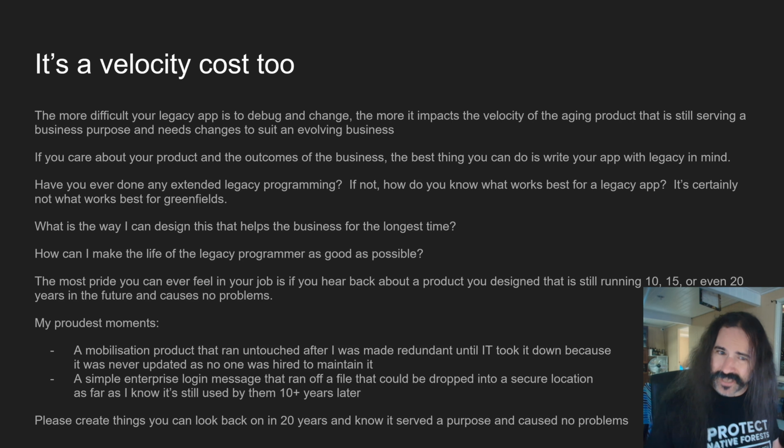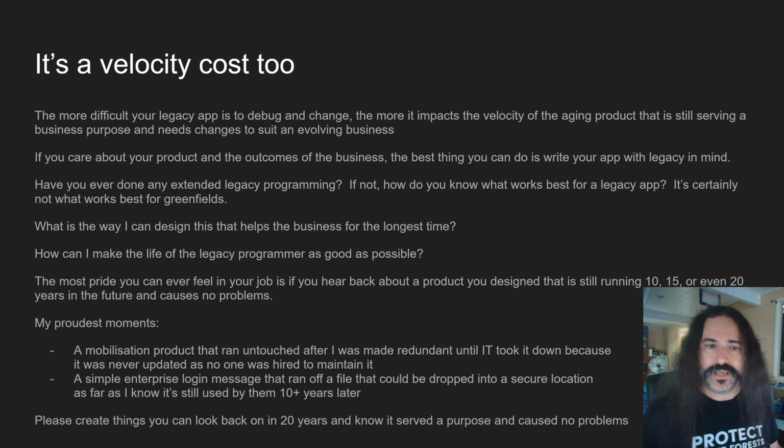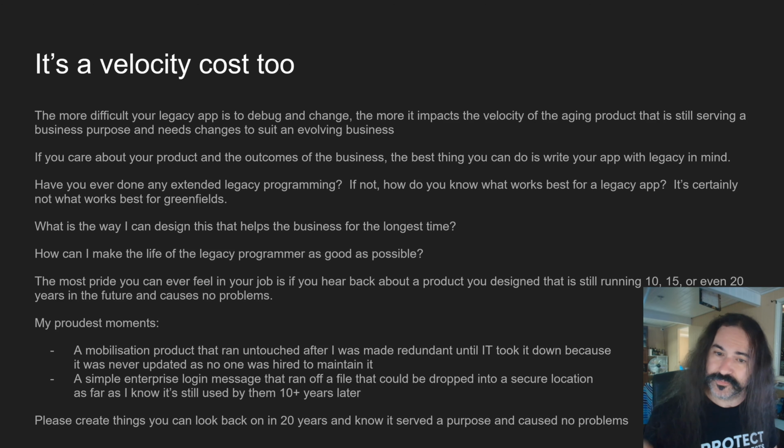And it's even worse again because there's a velocity cost. Because if you're not thinking about your product from the legacy sense, it's going to take even longer to debug and change it as it ages inside the business and it's still serving an important business purpose. So if you care about your product and you care about the outcomes of the business, the best thing you can do is think about not what is best in greenfields, but what's best when it becomes a legacy product.